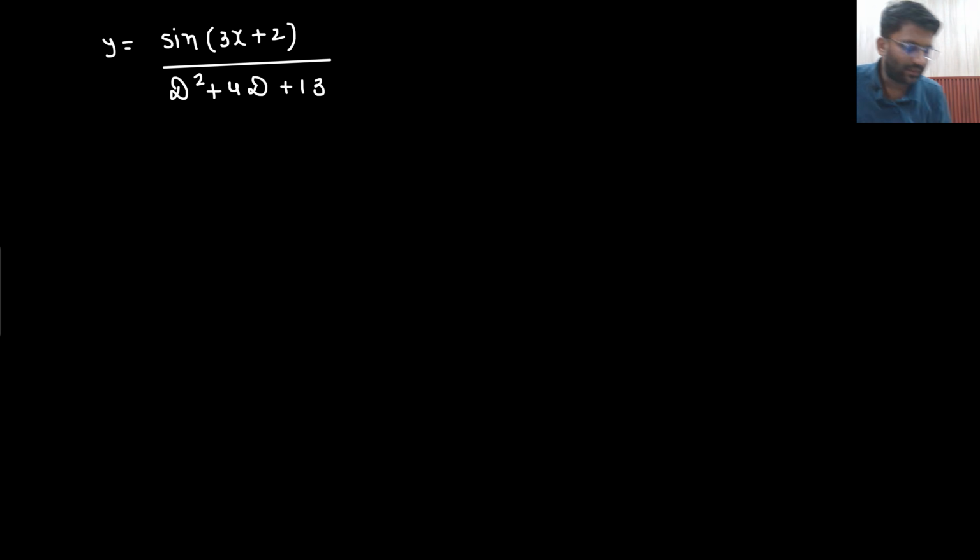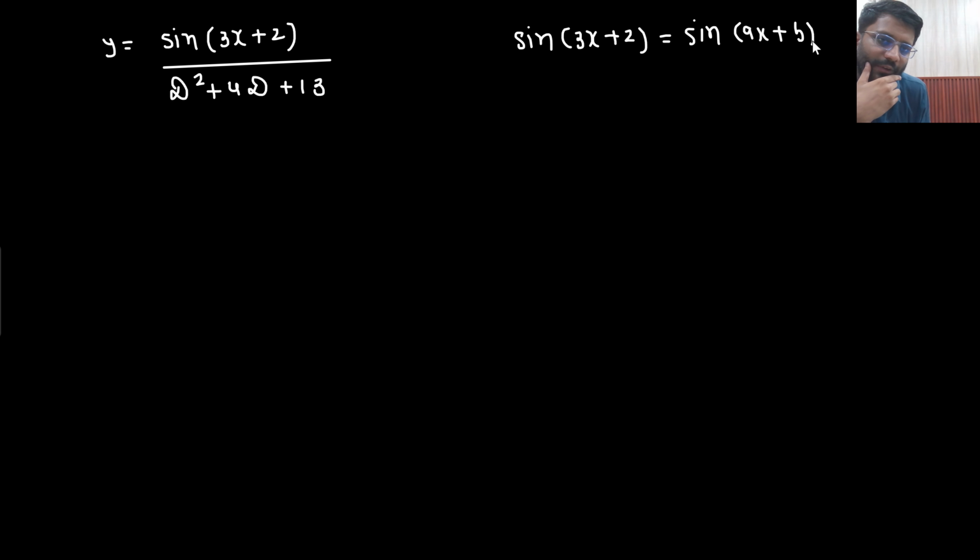Now have some patience and listen to me very carefully. How do we replace it? What is given? Sin(3x plus 2) is given. If you compare it with sin(ax plus b), what is the value of a? The value of a is 3. That is the big matter of concern. So your D square, not D, your D square will be replaced with minus a square.